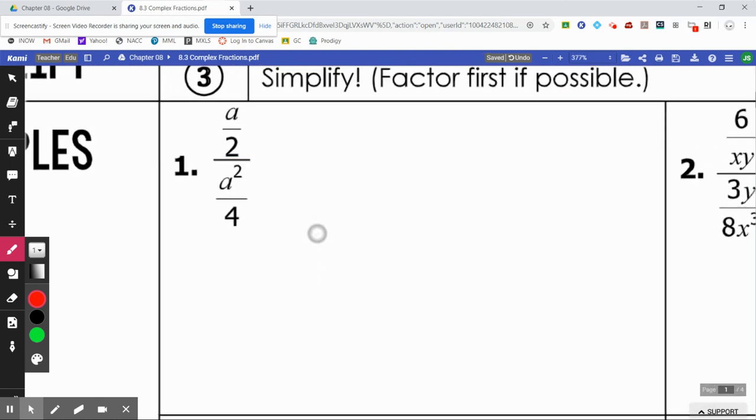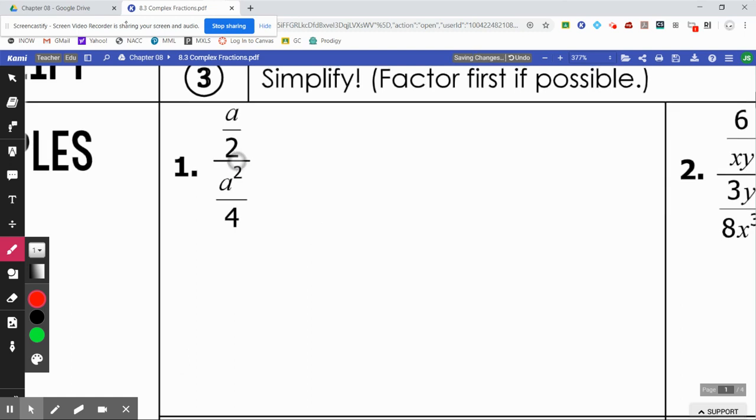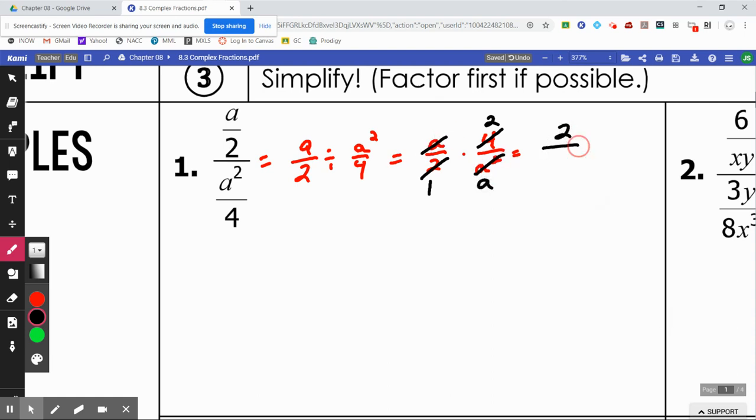For example, now this one, the numerator, denominator, nothing has to be combined. So we're going to simply do this. We're going to rewrite this as a over 2 divided by a squared over 4. And now this is just like the other problems we've been working. That's a over 2 times, we're going to flip the second one and multiply, 4 over a squared. Cross cancel. The 2 cancels with a 4, leaves you with a 1 and a 2. You have 2 a's on bottom, 1 a on top. Cancels, leaves you with a single a on bottom. So you're left with a 2 on top and an a on bottom, and that's it.